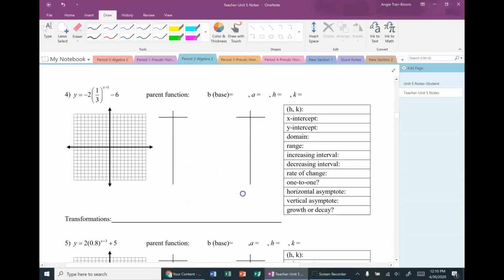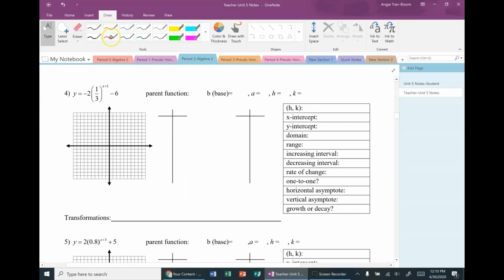Example 4 is very similar, except now we have a base of 1/3. You have an a value of -2, the h value of -1, and a k value of -6. So immediately we can fill this out. -1, -6. Okay. Now, because your base is 1/3, you're going to have y equals 1/3 to the x. That's your parent function. You will use the same 5 inputs and work that out cautiously.